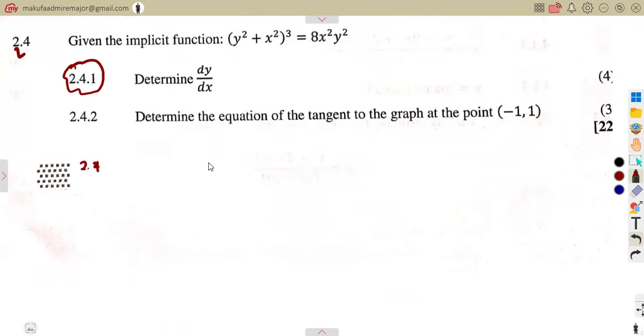Okay, let's see. So that's an implicit that you are given: y squared plus x squared to the exponent of 3.